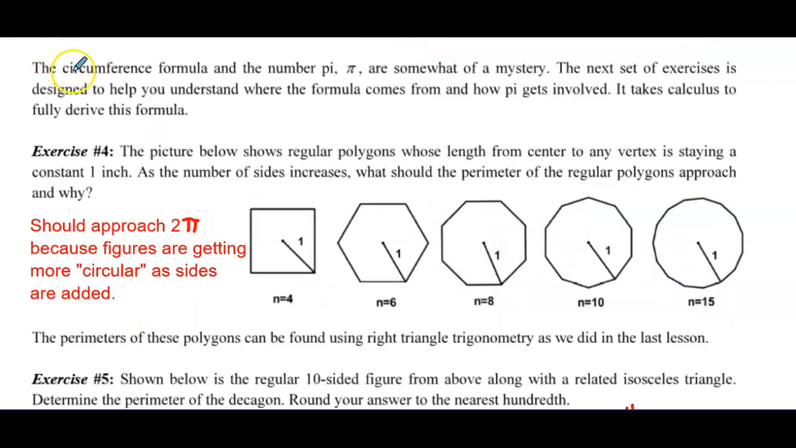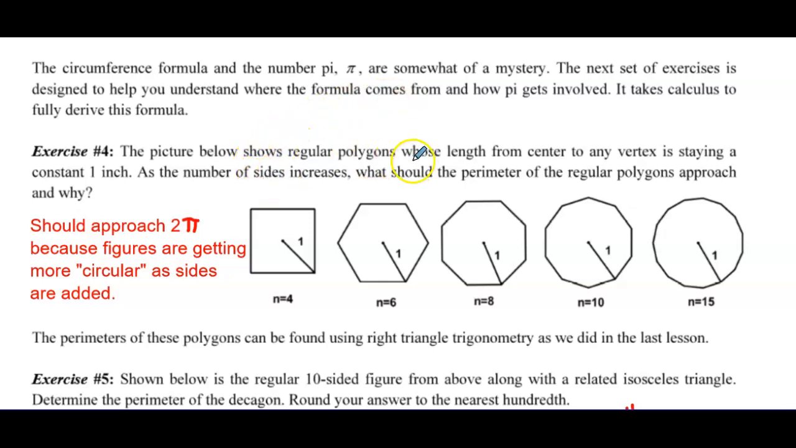All right, exercise 4. Now, before we get to exercise 4 here, this section is going to come up with a way to figure out how pi gets involved with the circumference of a circle and circles in general. There is some calculus involved, but we're going to try to keep it a little simpler than that and go with a more laid back version of it.